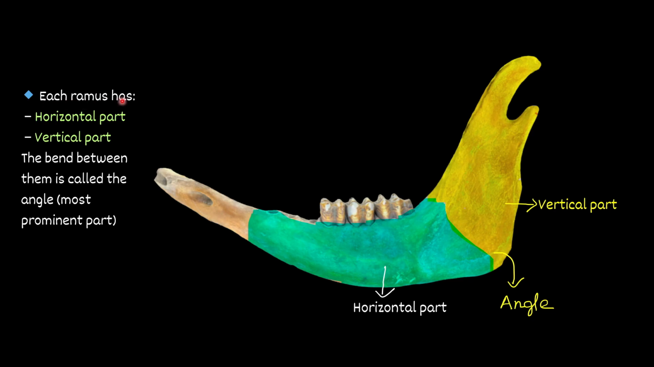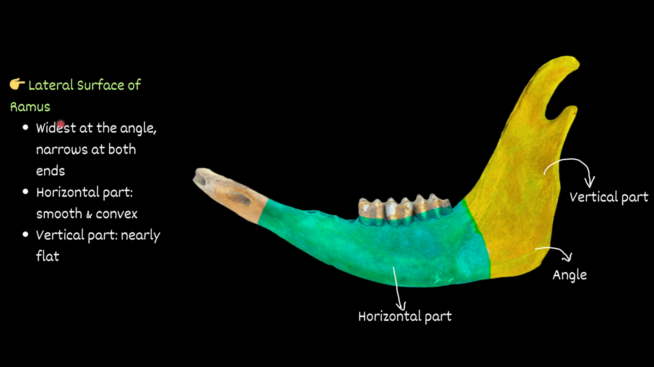Each ramus has a horizontal part and a vertical part. You can see, the total structure: this part is the body, and this whole structure is the ramus. It has a horizontal part and a vertical part. The bend between them is called the angle, the most prominent part. So this part is the angle of the mandible.